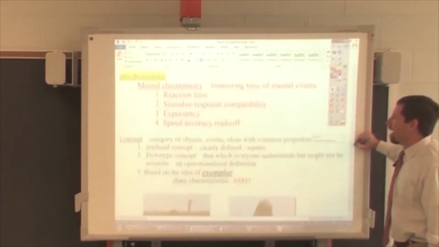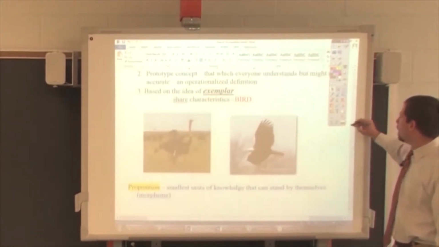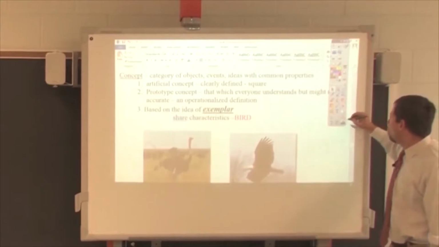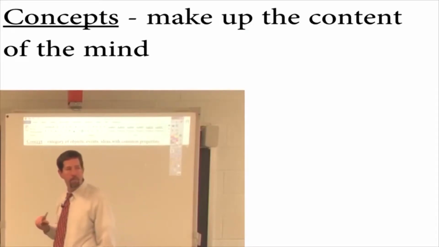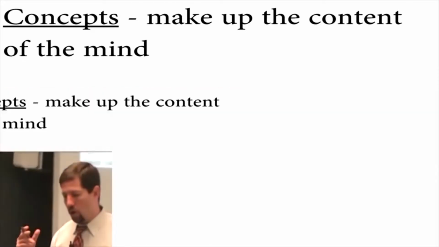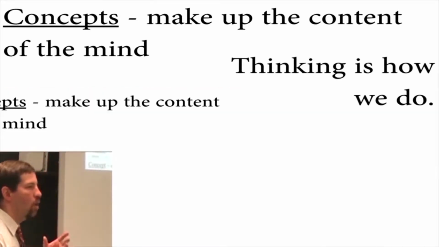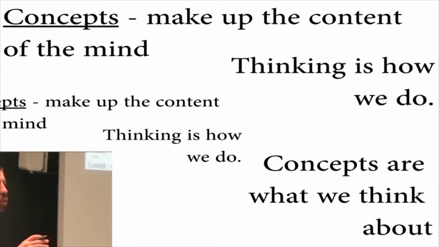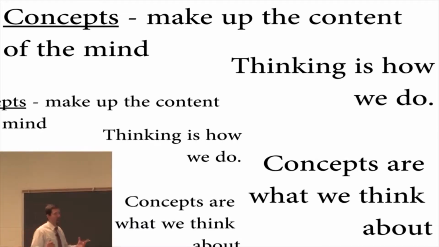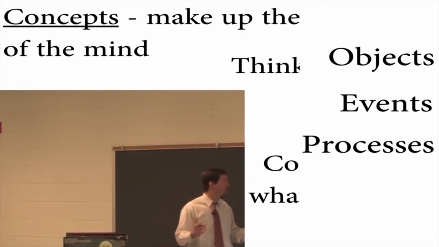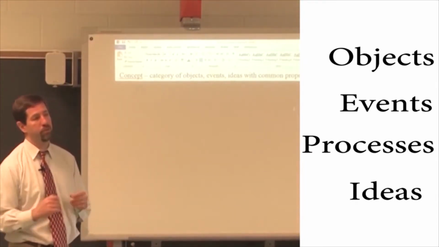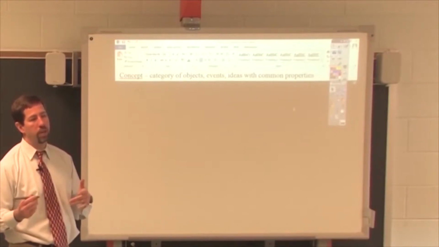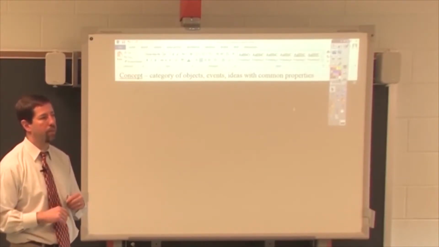All right then. So here's the way we're looking at it. Let's look at what is in our mind. We got the concept of, here's the word, concept. Concepts are what's in the mind. Maybe it's the content. We got thinking is how we do. Concept is what we think about. And a concept's a broadly defined thing. It's basically anything in your mind. A category of objects, events, processes, ideas, relationships. So category is what you think about. Thinking is how you think about the concept.